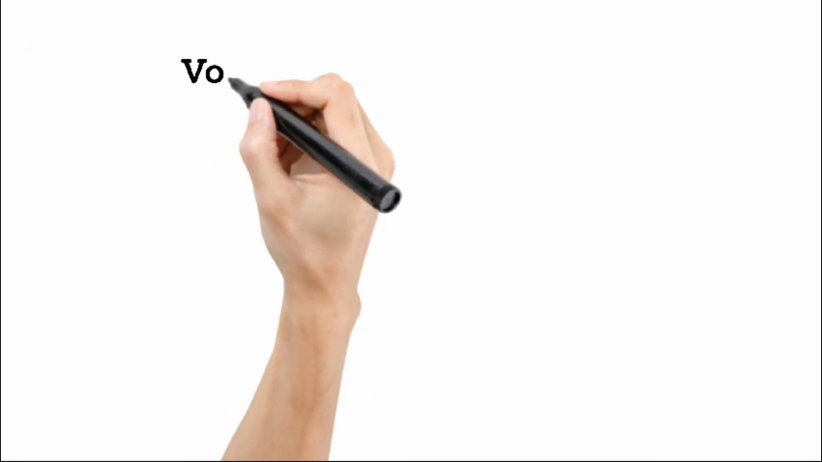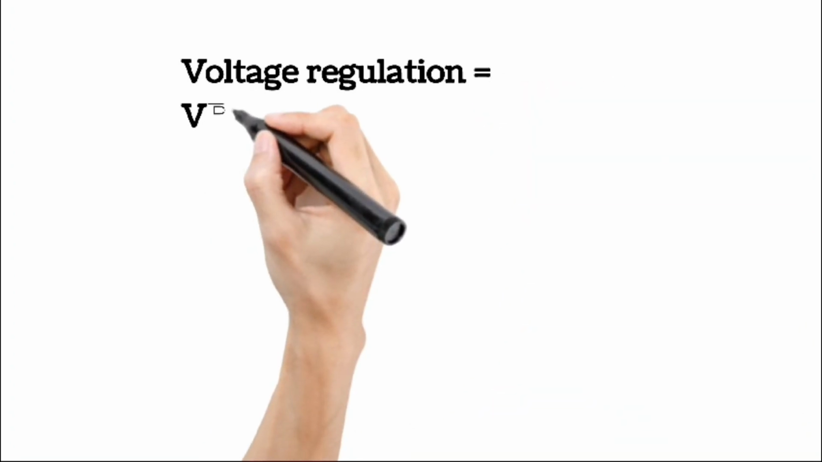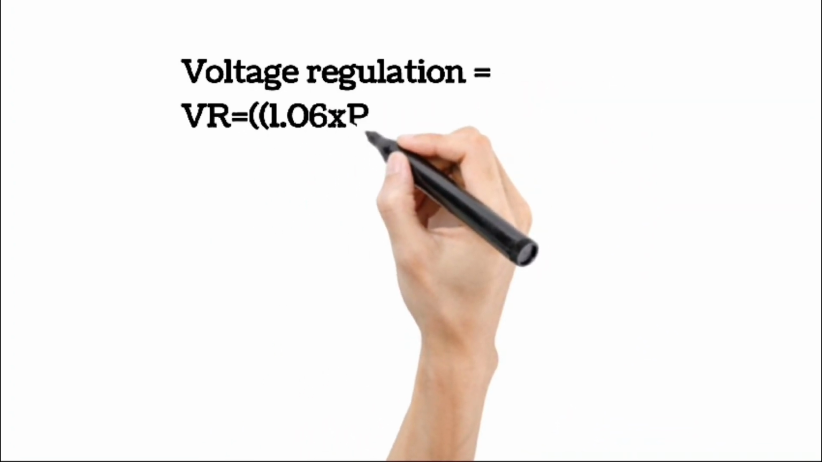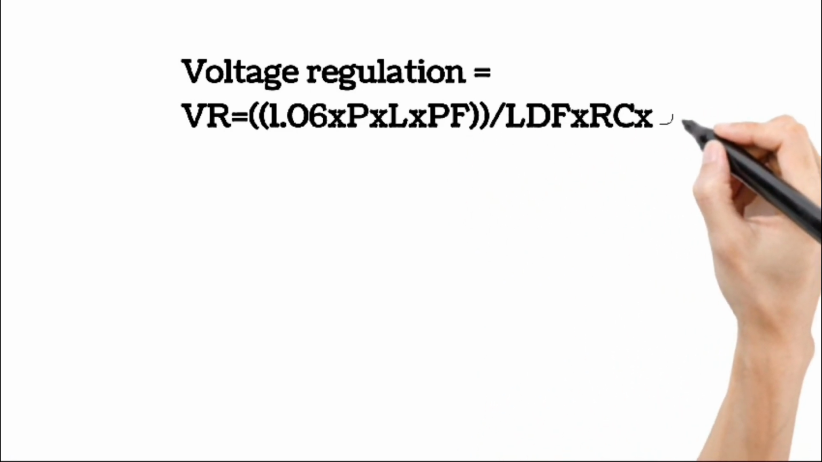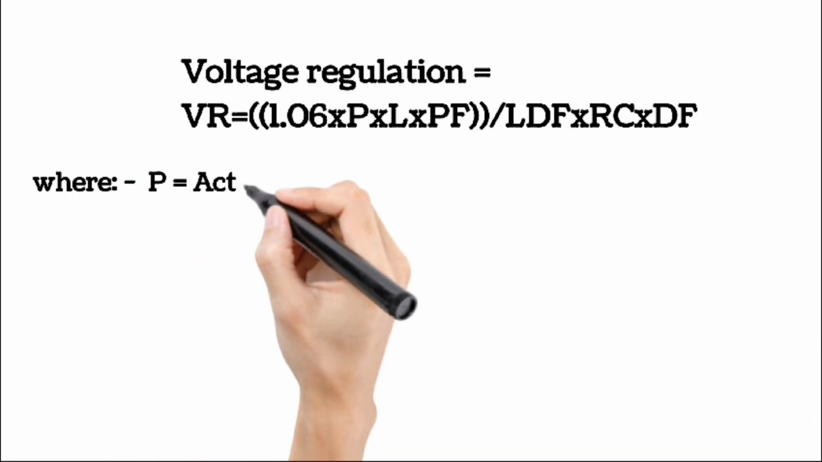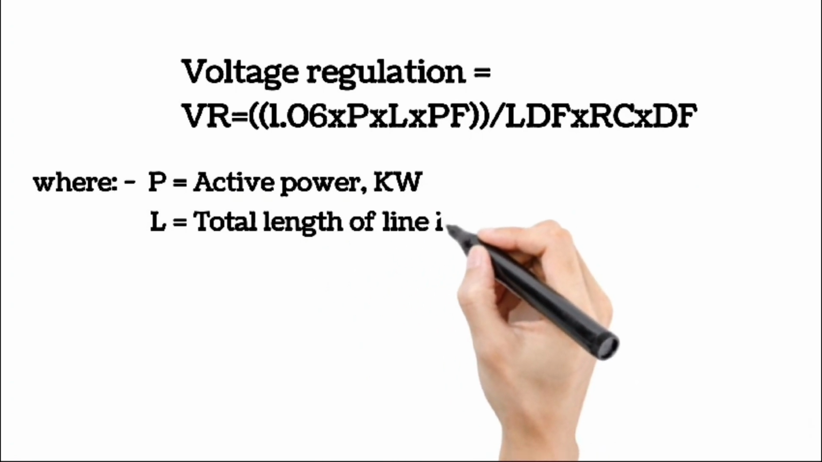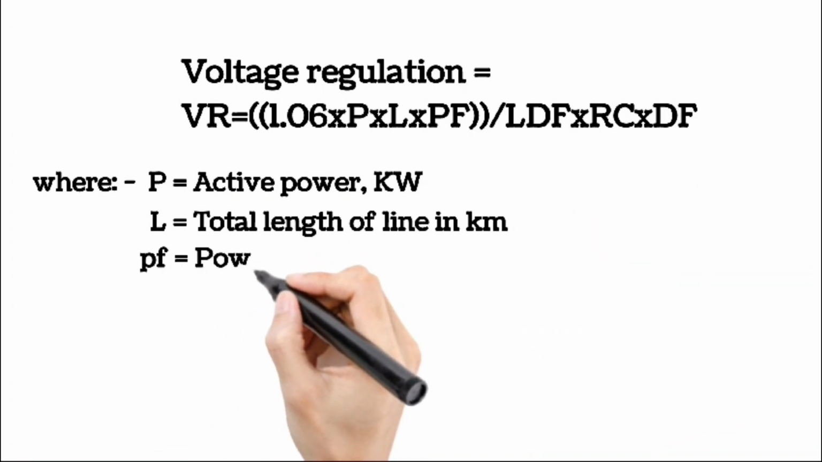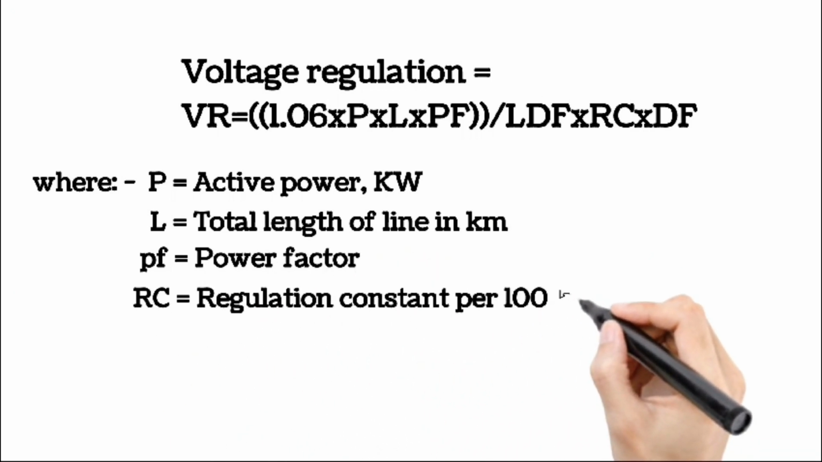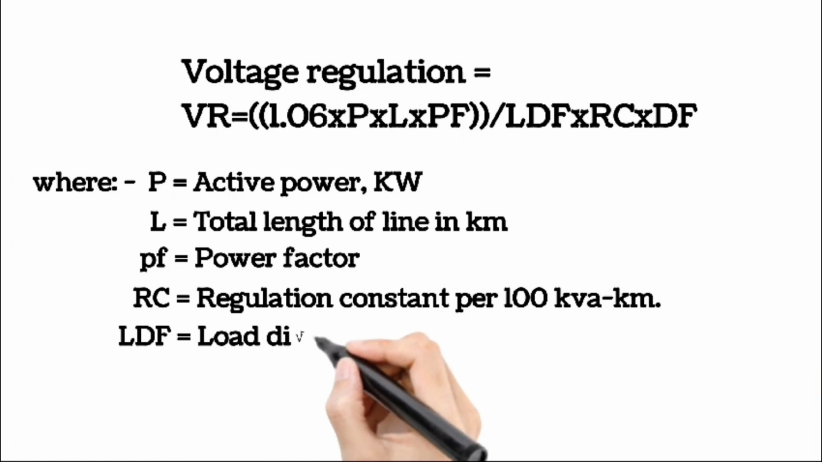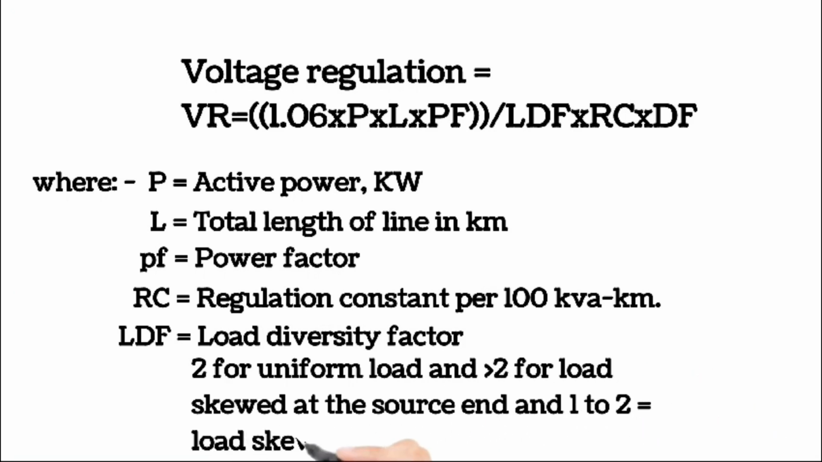Now, let's look at the voltage regulation formula. Remember this for future reference. Voltage regulation is equal to 1.06 multiplied by active power, multiplied by line length, multiplied by power factor, divided by the product of the load diversity factor, regulation constant, and diversity factor. Here, we will explain each abbreviation one by one. Feel free to take a screenshot for better understanding and reference. Please note that the regulation constant depends on the current carrying capacity of the conductor and the length of the line. It is always measured per 100 KVA-km.